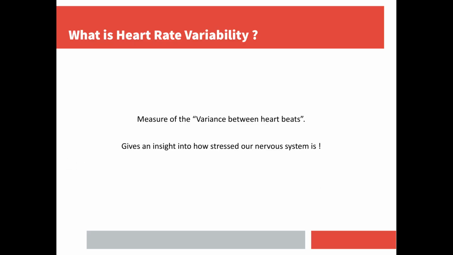Heart rate variability, HRV, measures the variance between heartbeats, providing insights into the stress levels of our nervous system. A higher HRV indicates a more adaptable and resilient system, while a lower HRV suggests stress or potential health issues. Understanding HRV is crucial for assessing autonomic nervous system function and overall well-being.